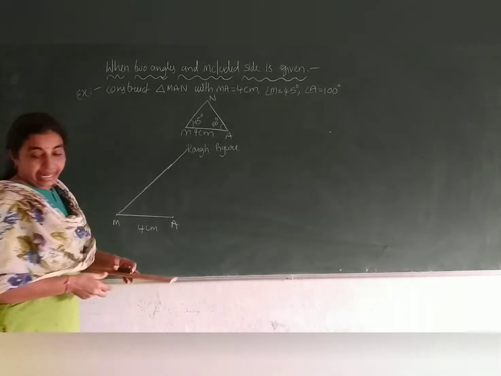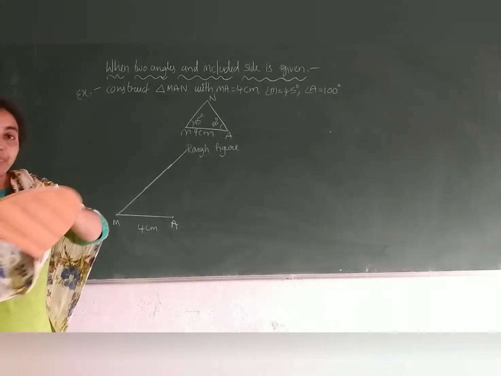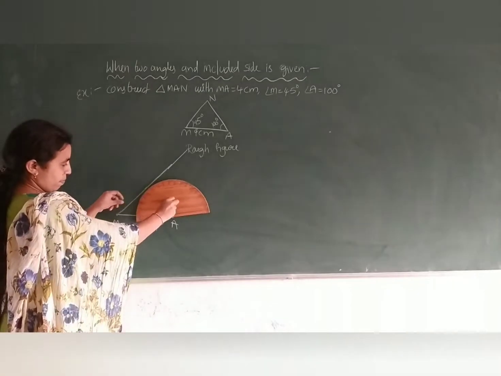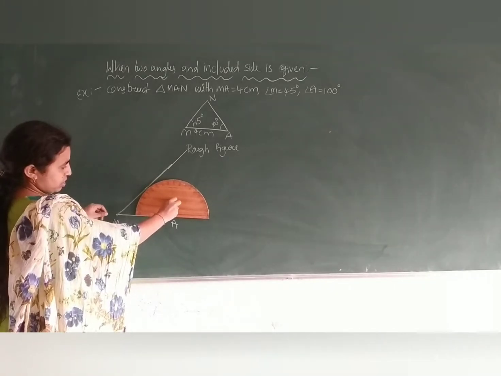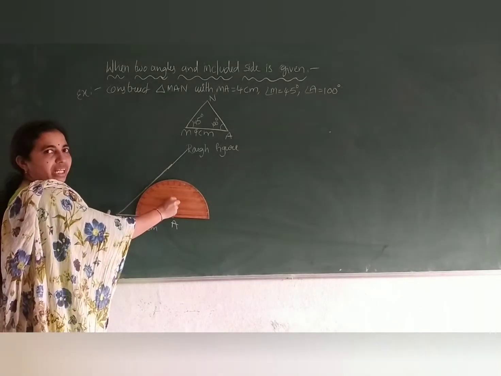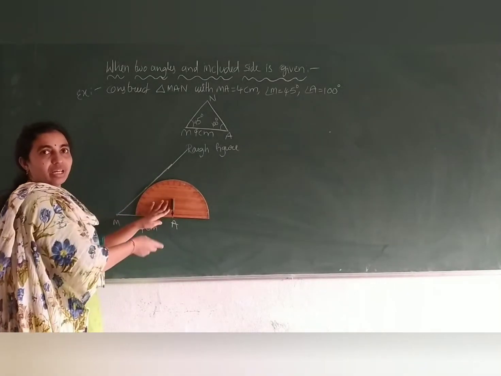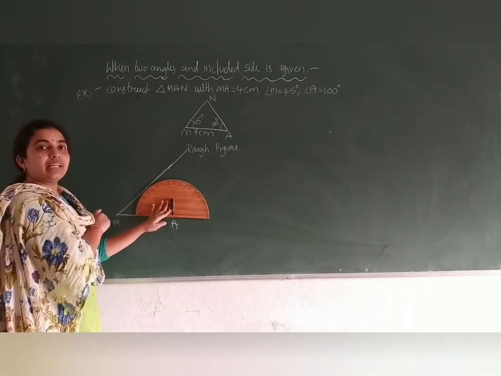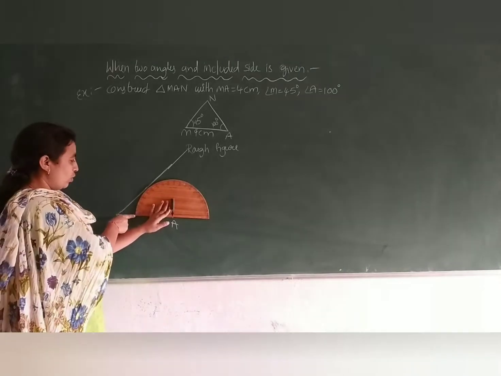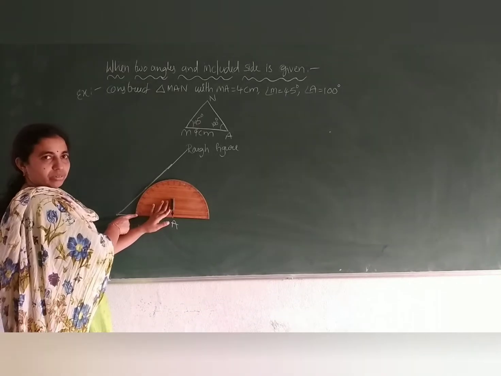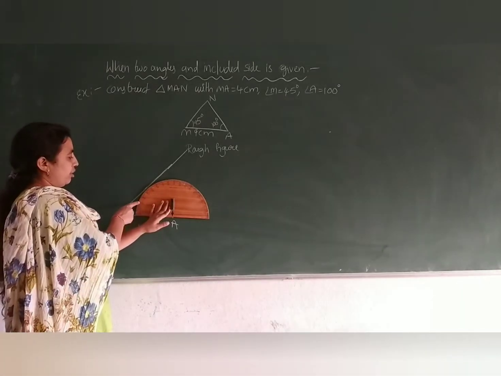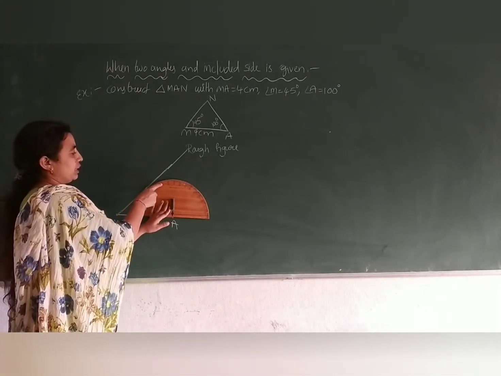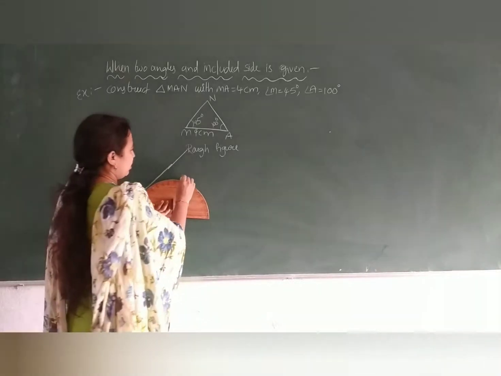Next, the A is 100 degrees. Now keep your protractor at A. Now see, this line is on the left side, so left side 0 you have to consider. Where is that 0? Above. So from here 0, 10, 20, 30, 40, 50, 60, 70, 80, 90, 100. Here you get it.